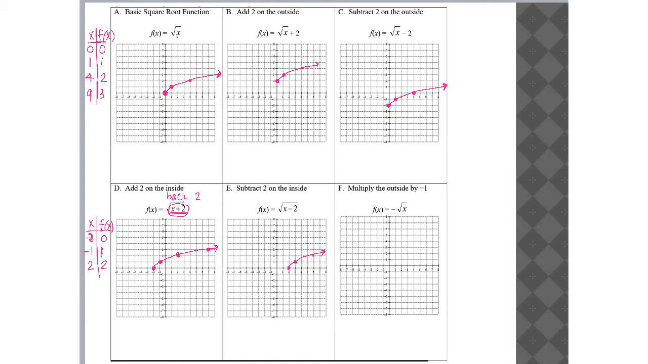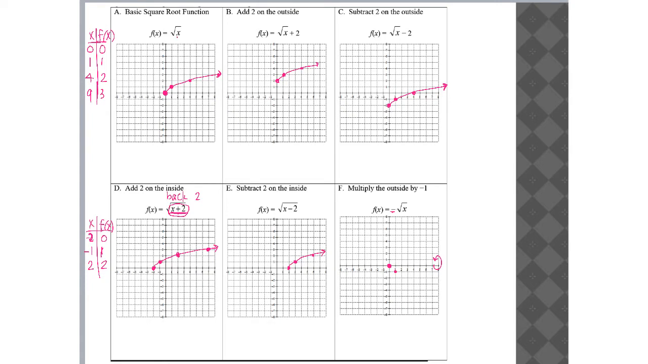Now, what about multiplying with the negative on the outside? Everyone says, well, that just means that we're going to rotate over the x-axis. And if we need a t-chart, you're still welcome to do a t-chart. Or let's start out at some good values that we know. Well, at 0, I know the square root of 0 is 0. Multiplied by a negative, well, that's still 0. Well, if I plug in 1, work that out, I'm going to get -1.